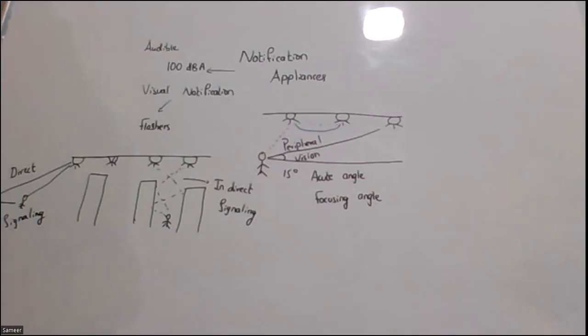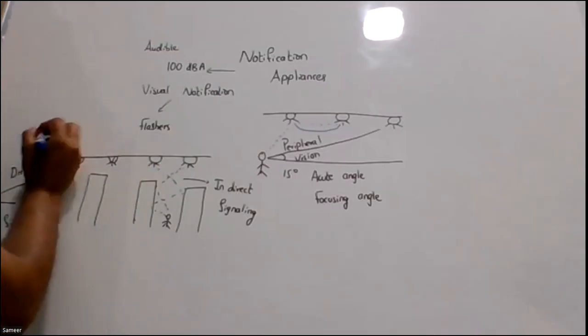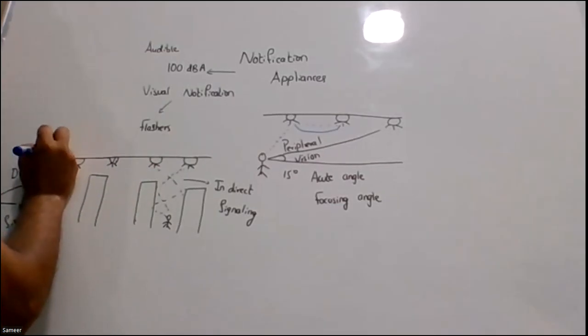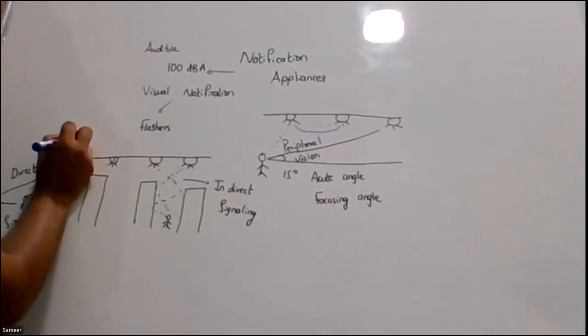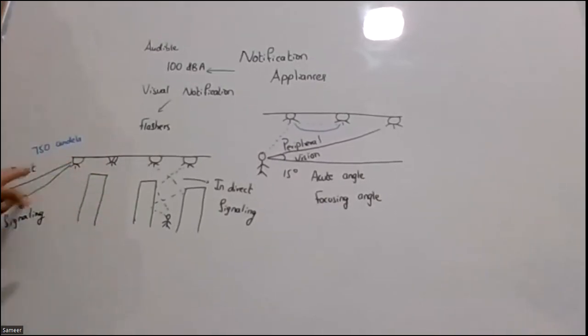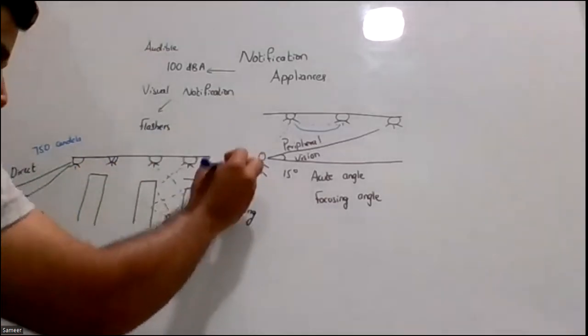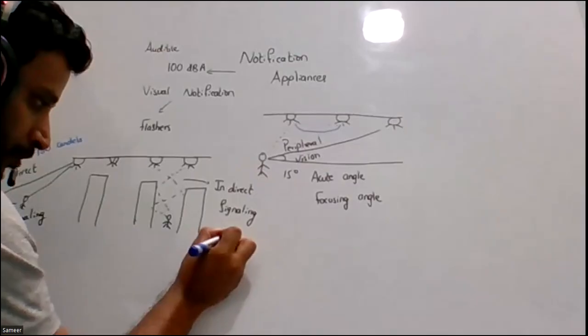So if I have two devices available and I have to select between direct signaling and indirect signaling, let's say I'm just taking it as an option. My direct signaling, I will always keep up to 750 candela, not 1000. Why? Because it is direct, without any obstruction, without any reflection. But whenever it's indirect signaling, it means that the light is going to be reflected. So here the intensity can be kept higher, up to 1000 candela.